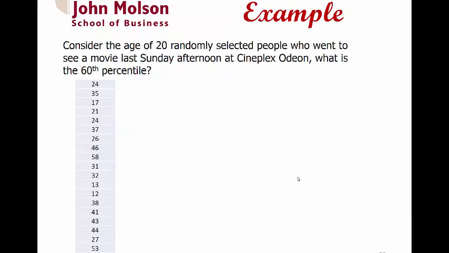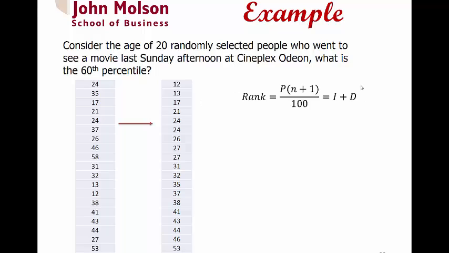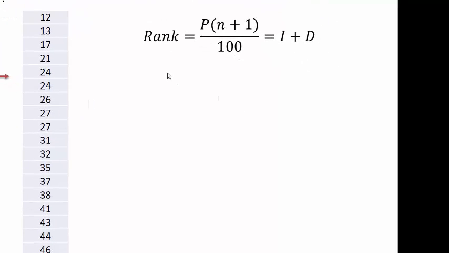Let us take an example to clarify this. I still have my 20 selected people who went to see a movie last Sunday afternoon. What is the 60th percentile? So I want to divide my observations: 60% will be under that number, and 40% above. I need to put the data in increasing order. I'm looking for the rank. Because I will use the approach of Excel and the approach of our textbook, the rank is P times n plus 1 over 100, equal to I plus D.